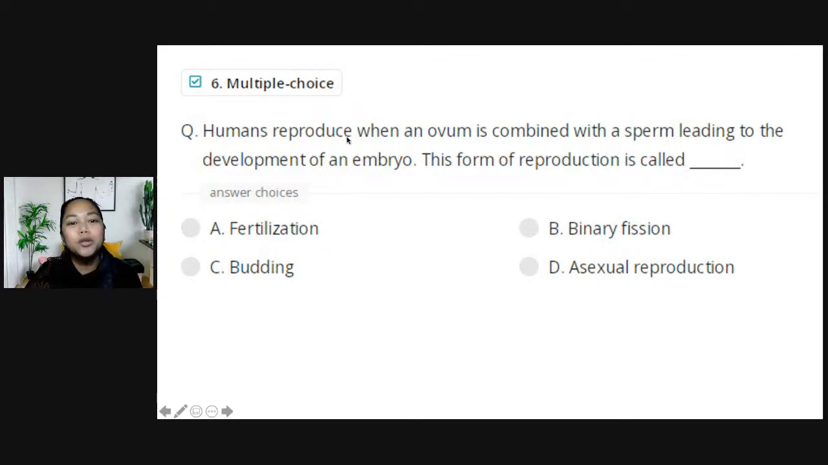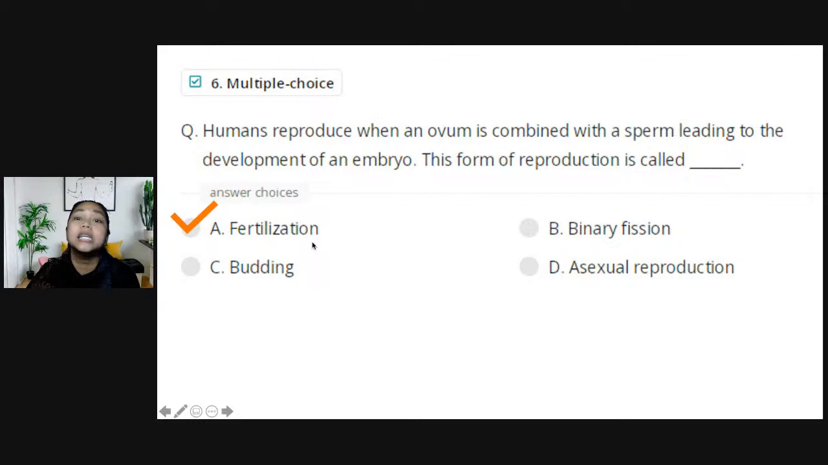Okay, so humans reproduce when an ovum is combined with a sperm. This is how all of us would reproduce, no? So yung ovum mo, pag sinabi mong ovum dito, this actually is an egg cell. Okay, so egg cell and a sperm cell would combine, leading to the development of an embryo. Okay, so this form of reproduction is called, is it fertilization, binary fission, budding, or asexual reproduction? The correct choice, of course, would be fertilization. Okay, so this is human fertilization nga yung tinatawag natin.